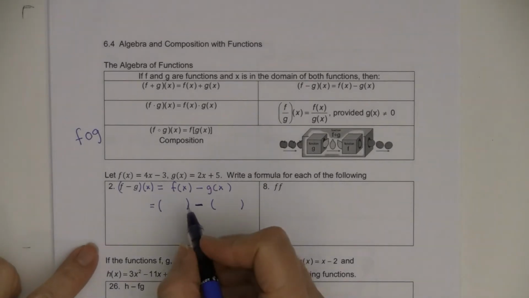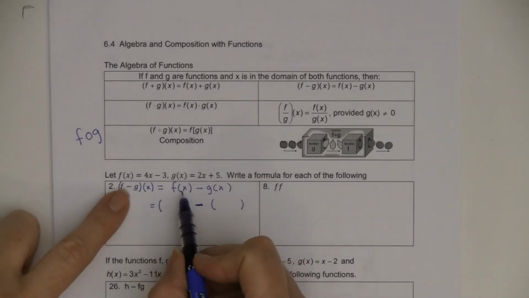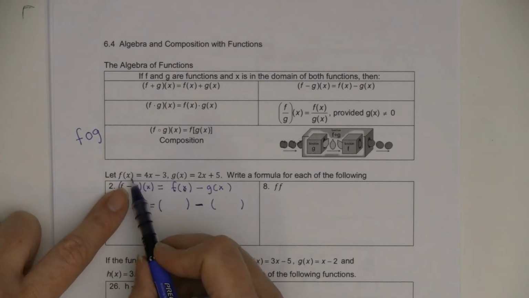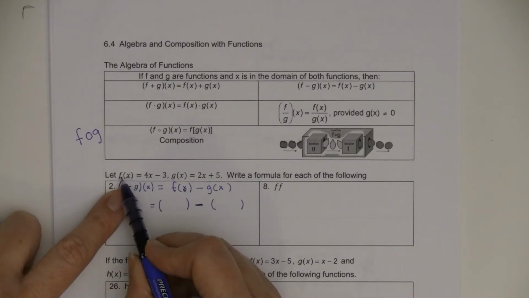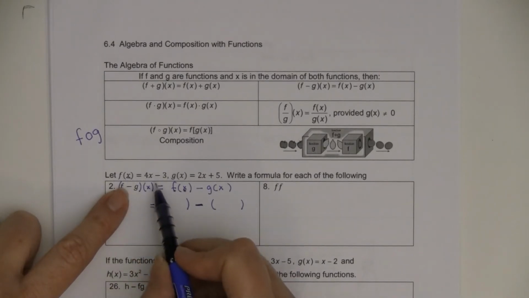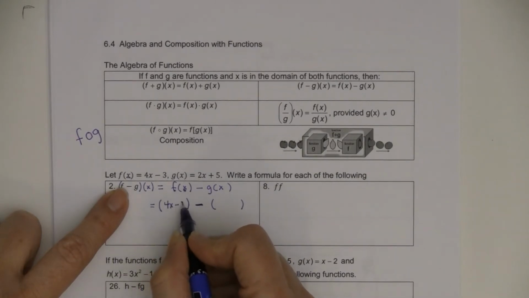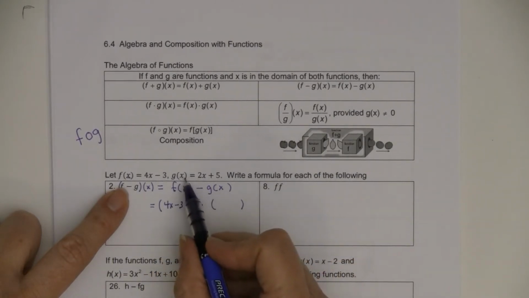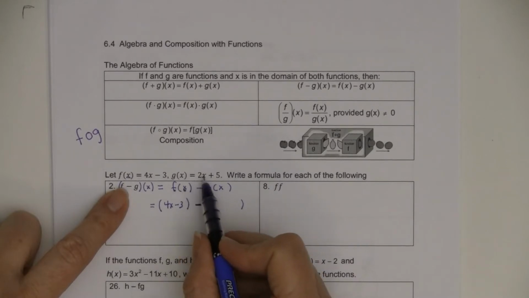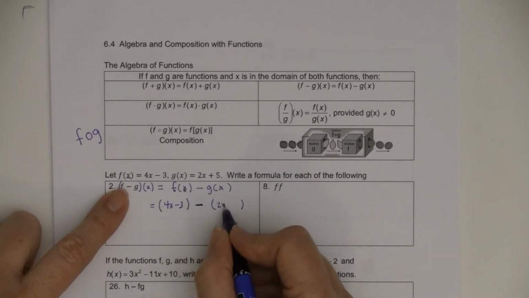So f at x, this says go to the function called f. For the input, use x, which is the dummy variable. Well, that's exactly what this is. The function with x in, and so it spits out 4x minus 3. And g, same dummy variable x, is 2x plus 5.